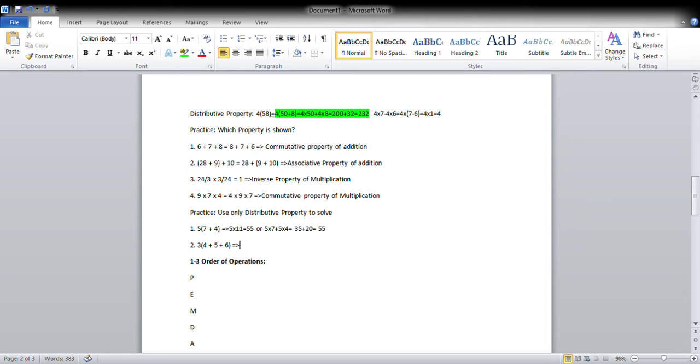So for this one, it would be 3 times, when you add it, 9, 15. And if you can do this in your head, then good job. But if not, the answer would have been 45. Or you can do 3 times 4 plus 3 times 5 plus 3 times 6, and this is equal to 12 plus 15 plus 18, which is equal to 27 plus 18, which is finally equal to 45.